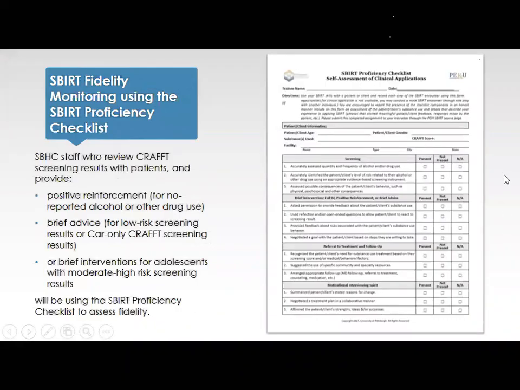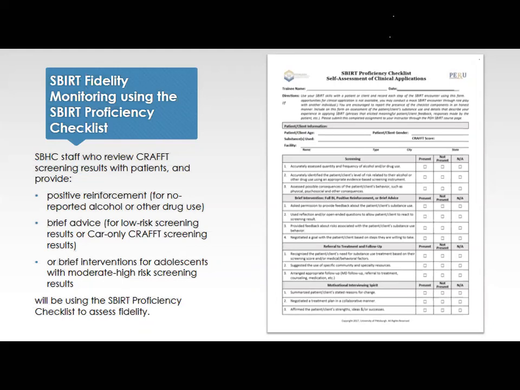So on the right of this slide, you see the SBIRT Proficiency Checklist Self-Assessment of Clinical Applications. And as Mandy mentioned, you should all have a copy of this. And it would be good to open it now so you can follow along because we're going to be talking about this checklist.